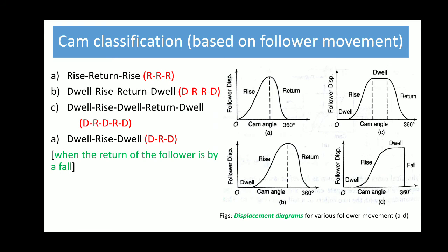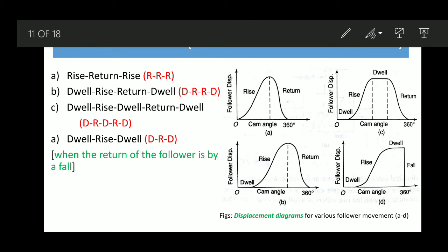So based on this, we can categorize like RRR, that is rise, return, rise. So which one is the rise stroke? Rise stroke is the stroke in which the follower moves up. Return stroke is the stroke where the follower falls or moves down.